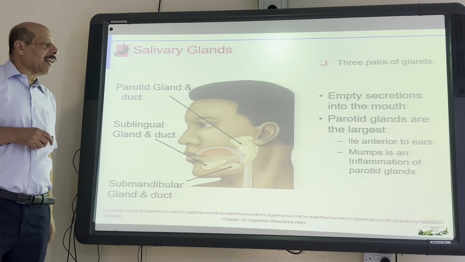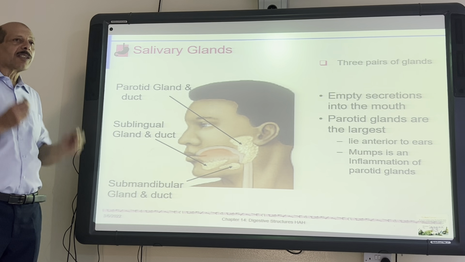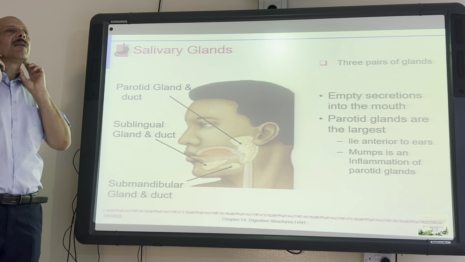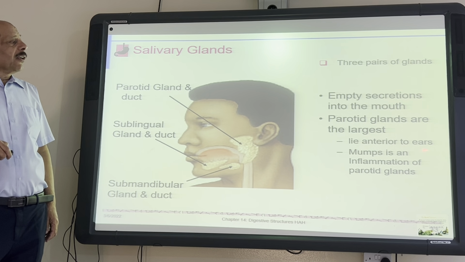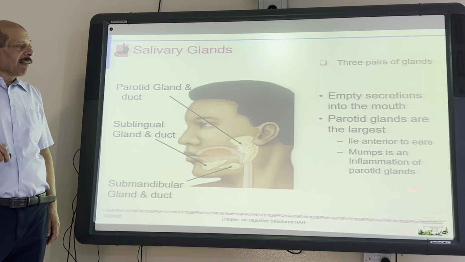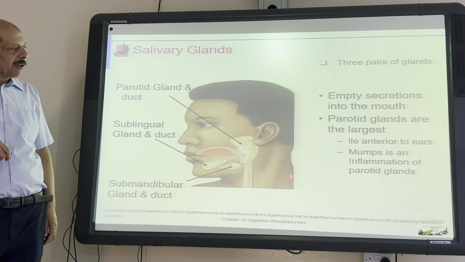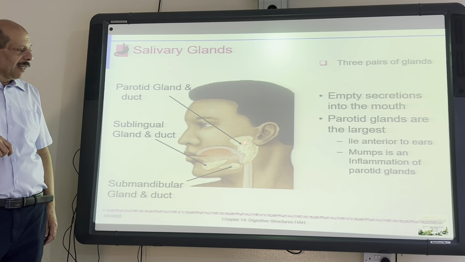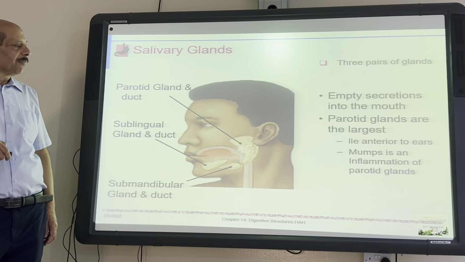The parotid glands are the largest ones. So this is the largest one, which is coming here, this side. Lie anterior to the ear. Mumps is an inflammation of the parotid gland. So this is the common infection that affects the parotid gland, which is mumps.